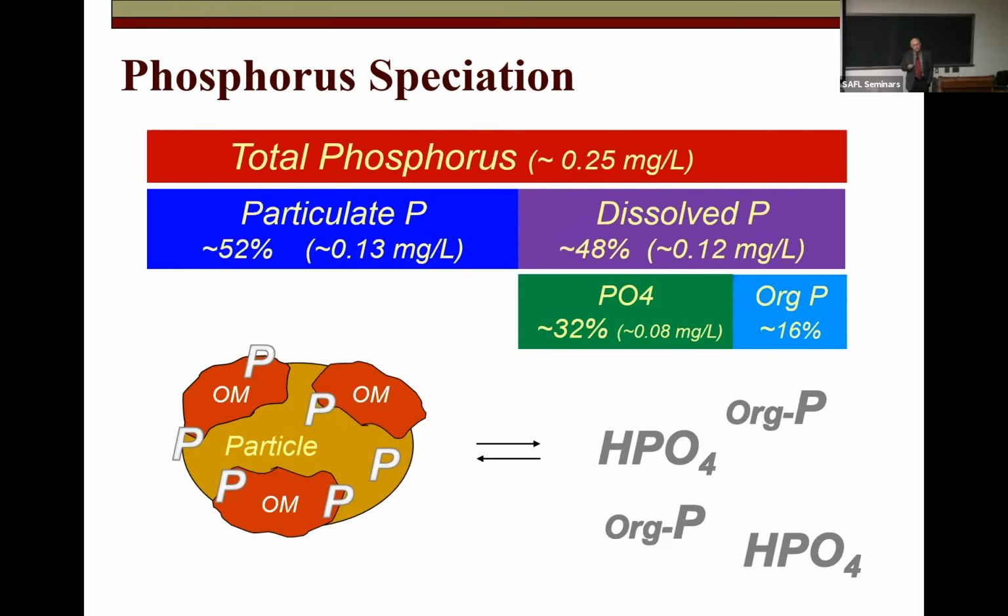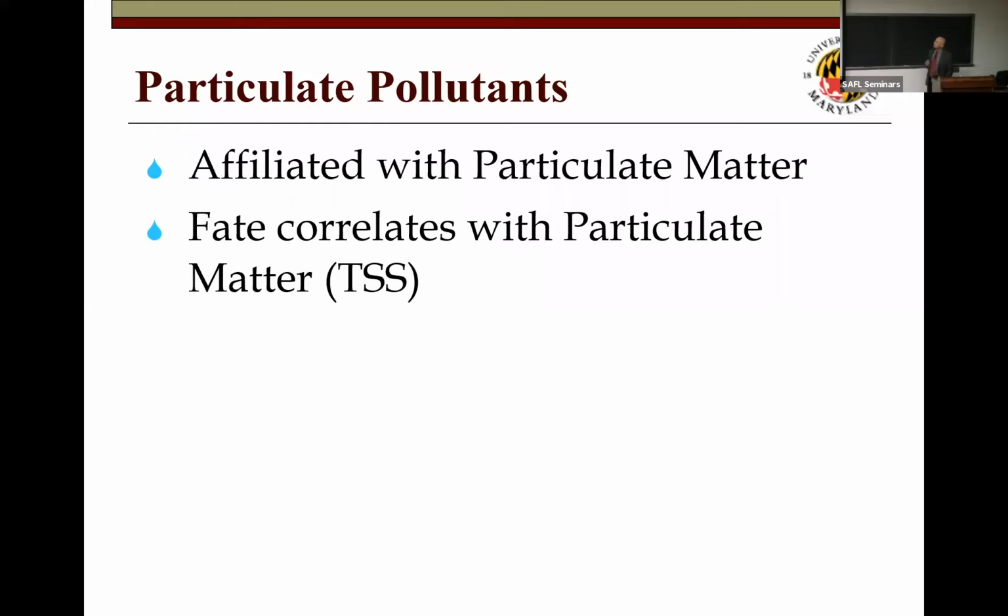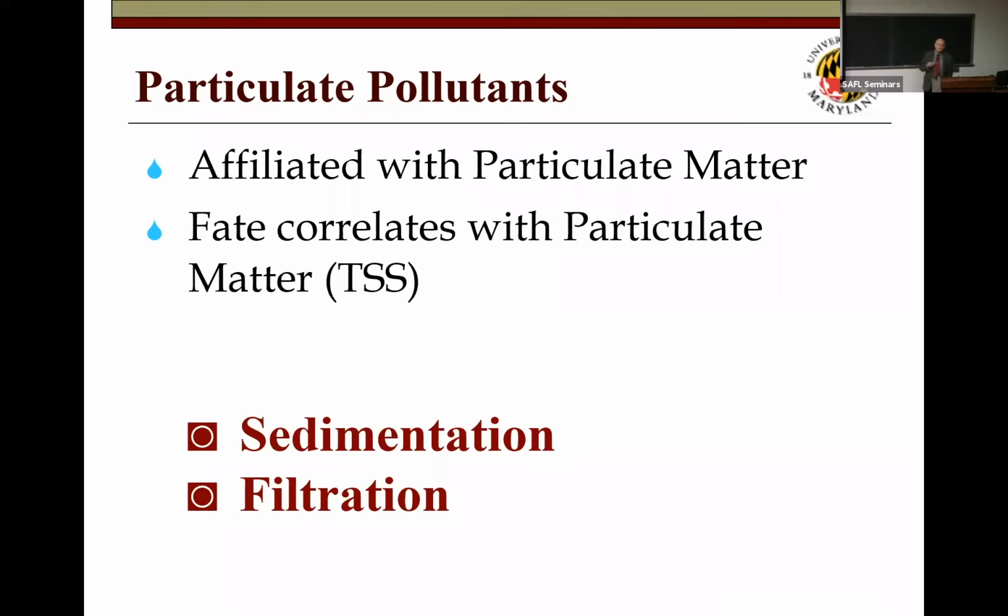So breaking this up again into its components, and that's important as an environmental engineer to understand the specific unit processes that are going to be removing these specific pollutants. So focusing on the particulate side and then also focusing on the dissolved side. Particulate pollutants are affiliated with the particulate matter, and for the most part, we can look at the fate as correlating with what happens with the particulate matter, the suspended solids. So processes such as sedimentation and filtration within our stormwater control measures.